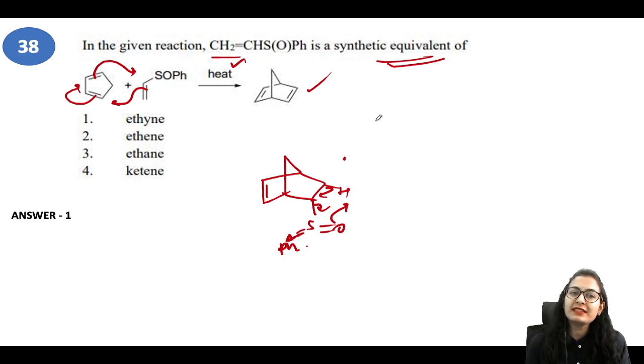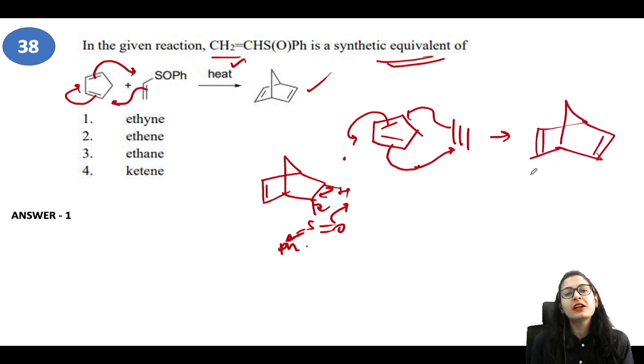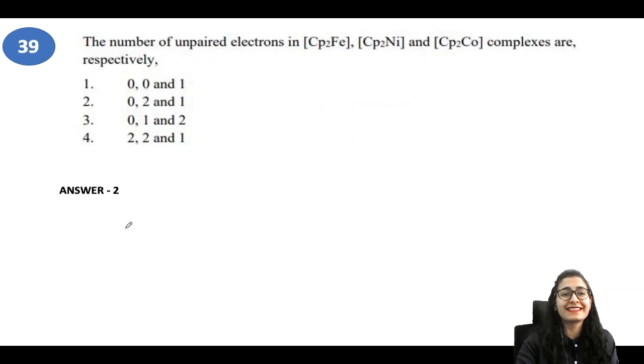Now you will obtain the same compound if we have taken an acetylene molecule, because it is going to give you 2 pi bonds on the 2 different sides of this. So ethyne is the correct answer, and this is a repeated question, guys.